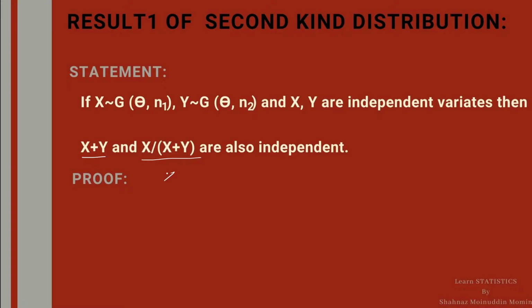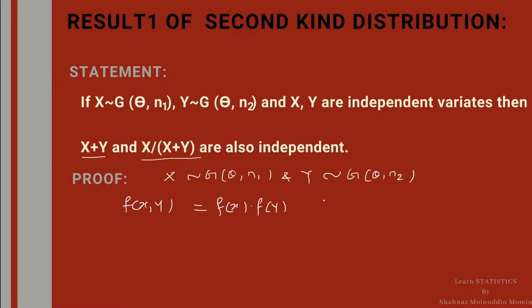Since x follows gamma with parameter theta, n1, and y is an independent gamma variate with parameter theta, n2, the joint PDF of x and y is given by f(x,y) equal to the marginal f(x) multiplied by the marginal of y, f(y). This result we have already learned in the independence of random variables. Now I will substitute the PDF of x and y to obtain the joint PDF of x and y.